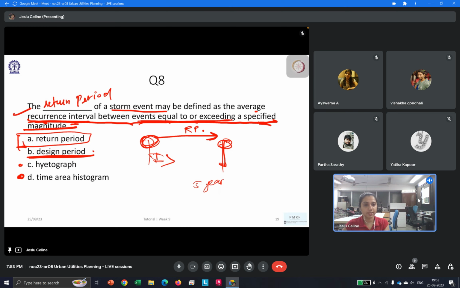Here we are talking about facilities, because water supply and sanitation are all facilities. So the design period for a facility is the number of years for which it is designed. If you have a 30-year design period, it means the facility should last for 30 years, and after 30 years, even if it becomes redundant, it's okay because you're not designing it for more than 30 years, if we give a value like that.